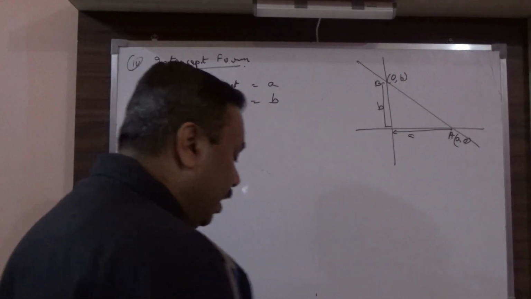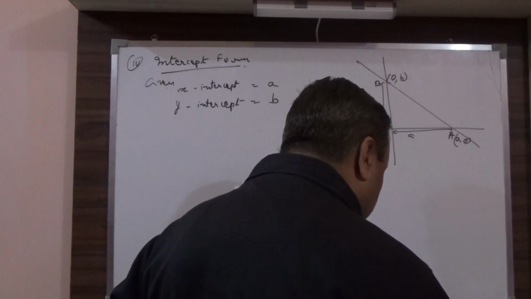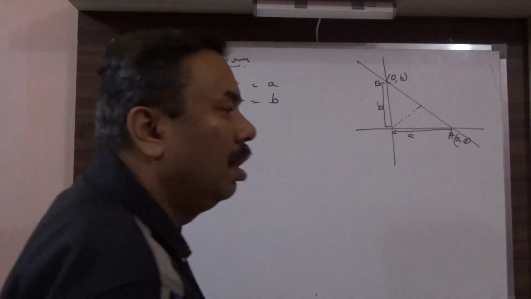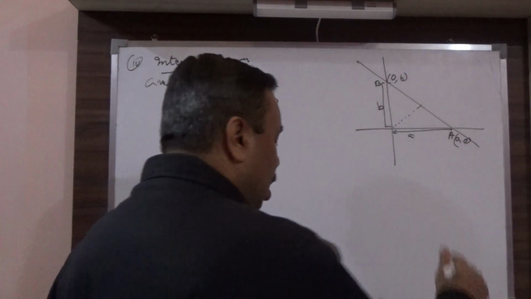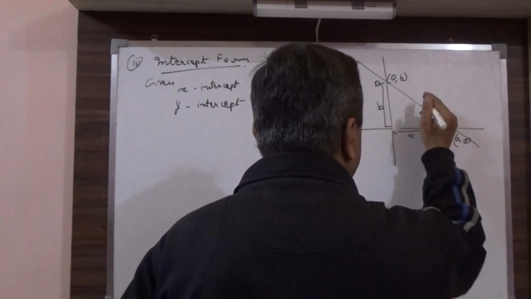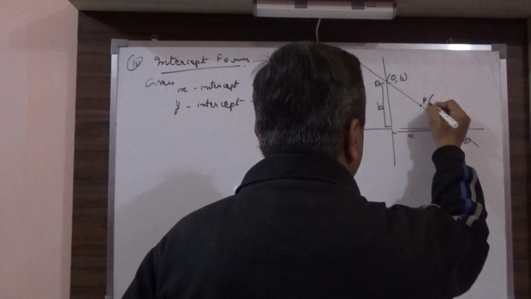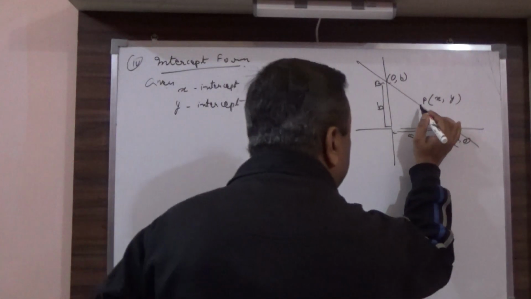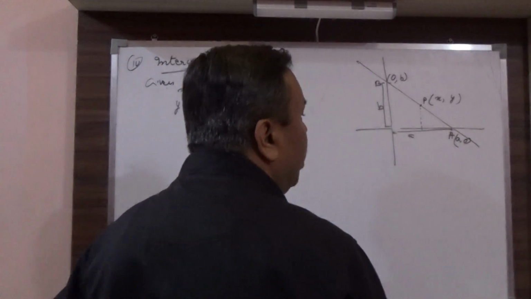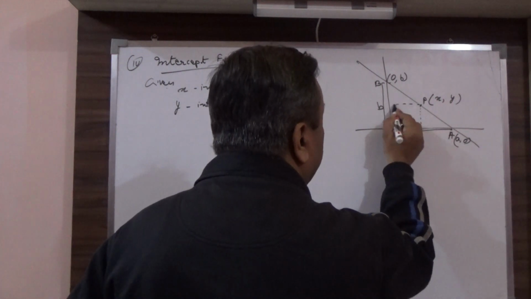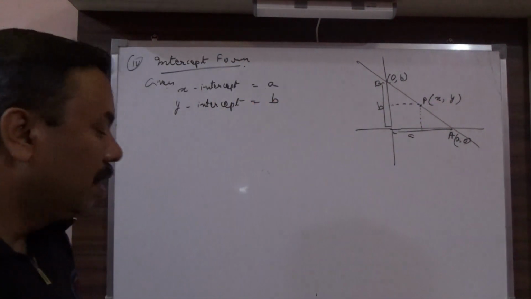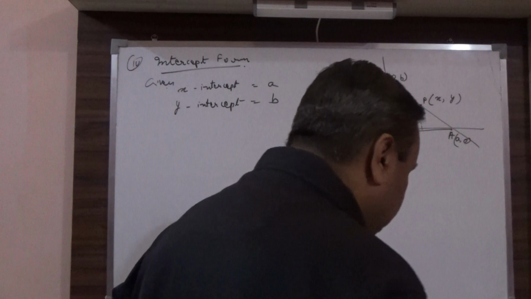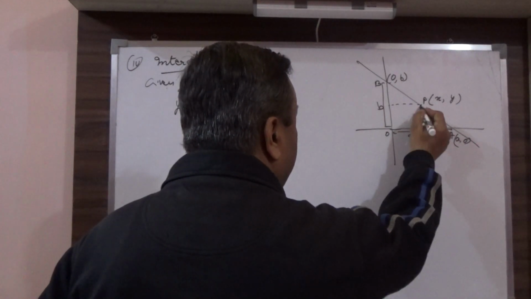Now take any point P, as I have been taking, whose coordinates are x and y. Now I will draw one perpendicular to the x-axis and the other perpendicular to the y-axis. So now suppose that this is your point O, and join this.